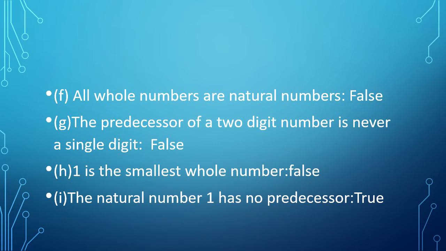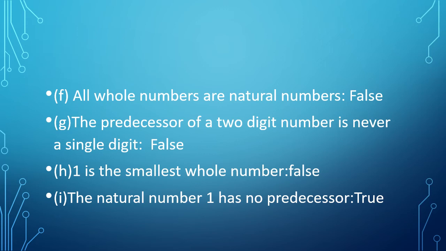All whole numbers are natural numbers. This statement is false because 0 is a whole number but it is not a natural number. The predecessor of a two-digit number is never a single digit. False. Example, the predecessor of 10 is 9. 1 is the smallest whole number. False. 0 is the smallest whole number.